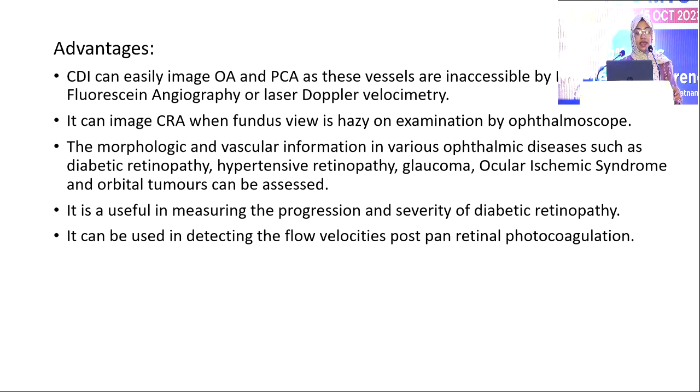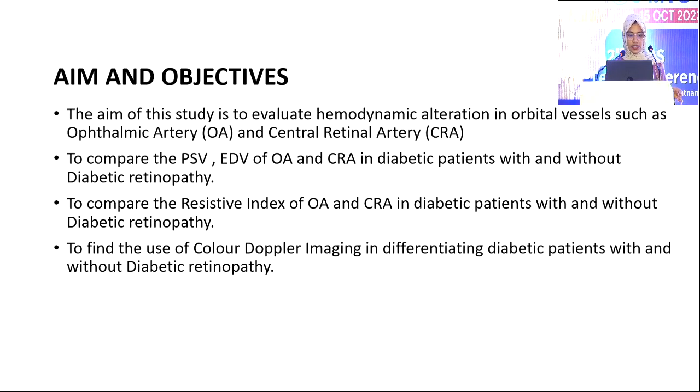Advantages include that it can easily image the ophthalmic artery and posterior ciliary artery, as these vessels are inaccessible by fundus, FFA and laser Doppler velocimetry, and it can image the central retinal artery if media is opaque. It gives morphologic and vascular information in various other ophthalmic diseases like hypertensive retinopathy, glaucoma, ocular ischemic syndrome and orbital tumors. It's also useful in measuring the progression and severity of diabetic retinopathy, and it can be used to assess the flow velocity post-pan photocoagulation.